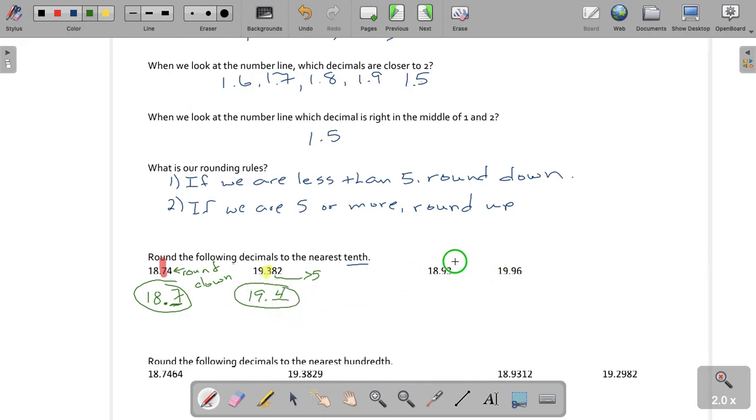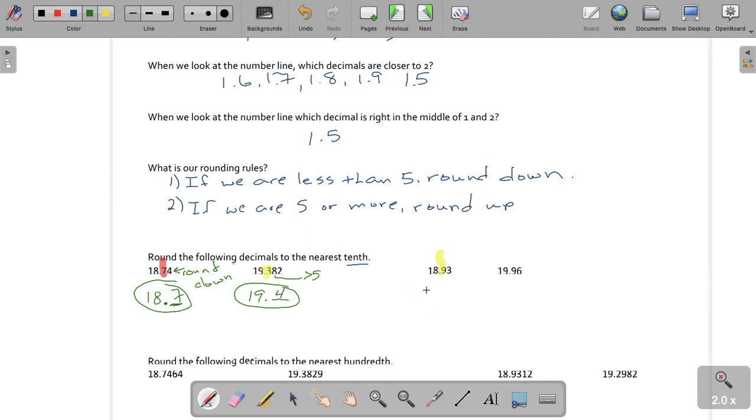If I have 18.93, this one's a tricky one. This one's not going to be a tricky one. Okay, we do the same thing. I want to round to the nearest tenth. The nearest tenth is right there. It's at 9. I'm not very good at drawing with this thing here. Okay, but it's at 9.